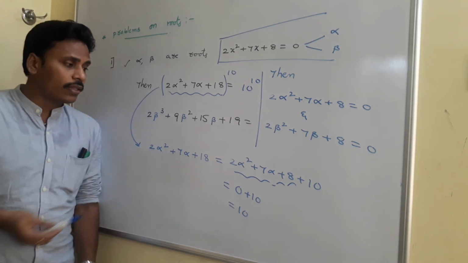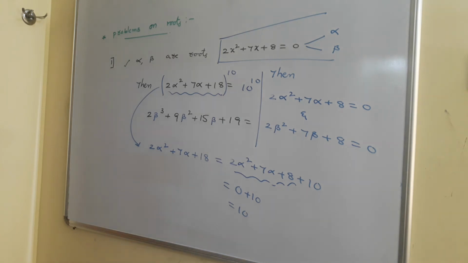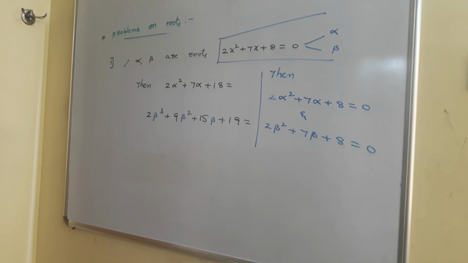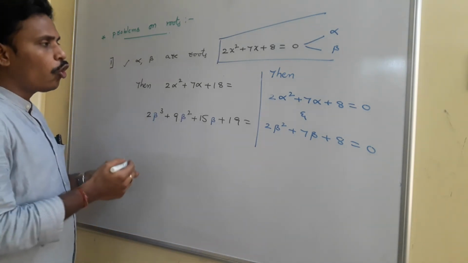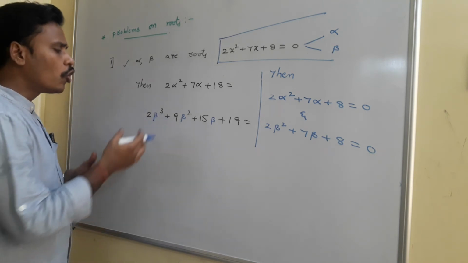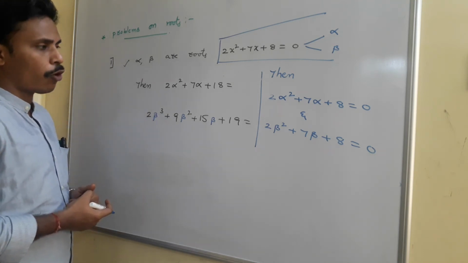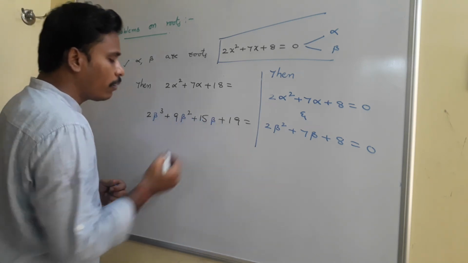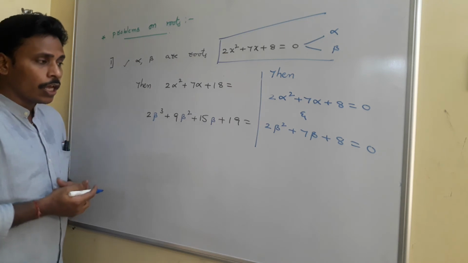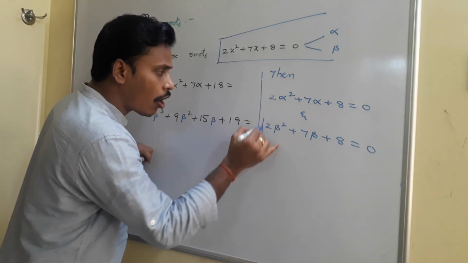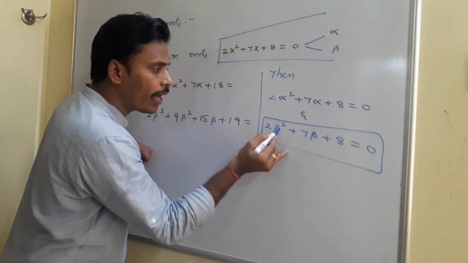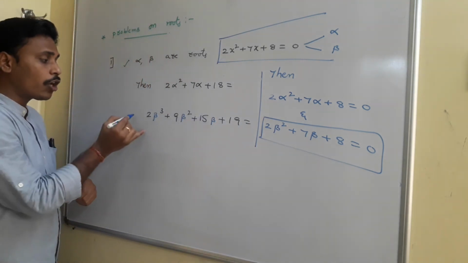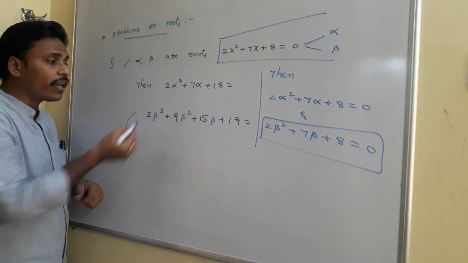And now look at the second one. Now you need to utilize the second relation. The problem looks like a logical thing actually. If you don't know the basic definition of the root, you may feel somewhat difficult to solve these types of problems. Now look at this: 2 beta cube plus 9 beta square plus 15 beta plus 19, you need to find this value. We have a relation on beta like this, where beta square is involved. But now the question is about the thing where beta cube is there.